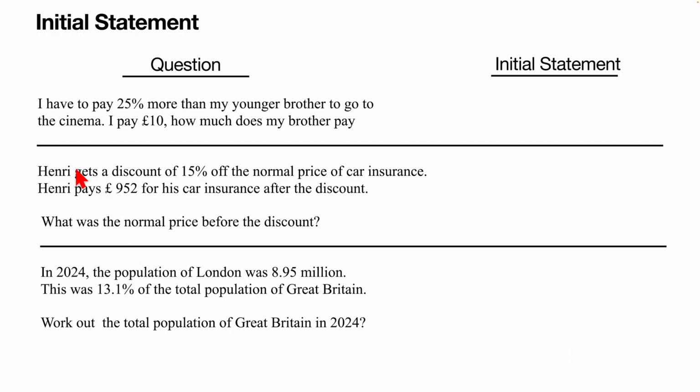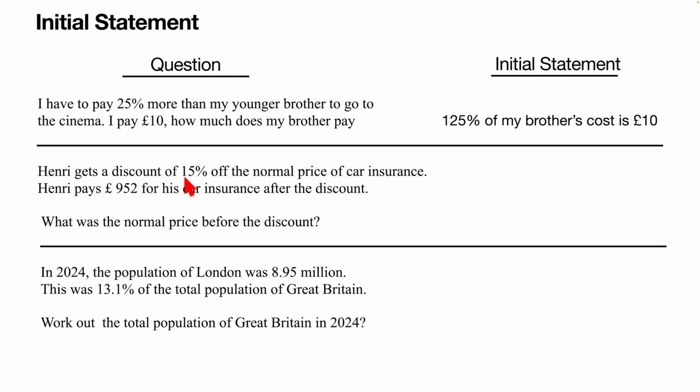These are slightly harder. I have to pay 25% more than my younger brother to go to the cinema. I pay £10. How much does my brother pay? Well, you're paying 125% of what he pays. You're paying yourself plus 25%, him plus 25%. So 125% of my brother's cost is £10.